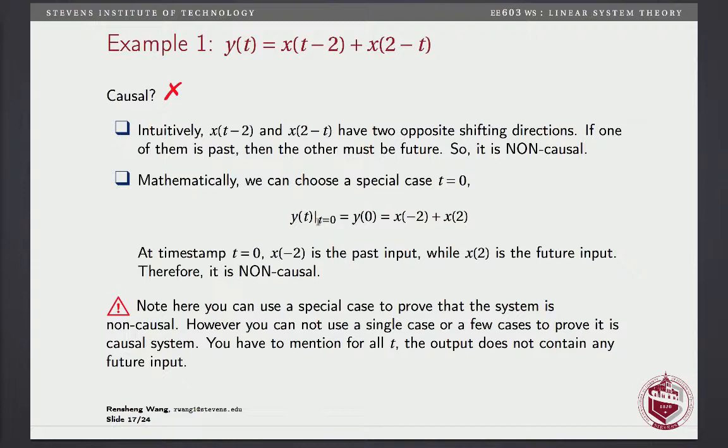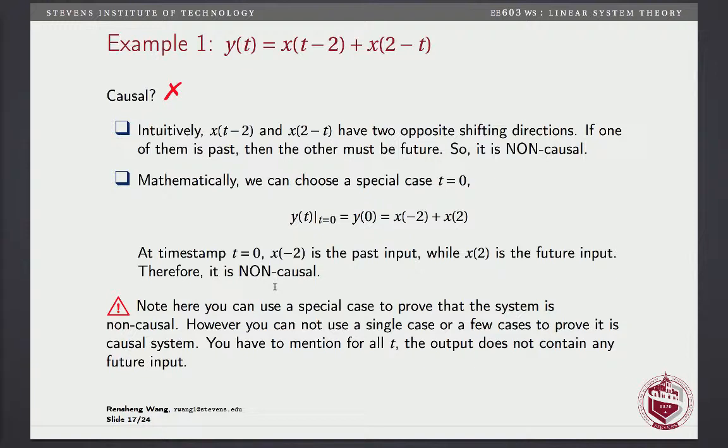If t equals 0, the output y(t) equals y(0). y(0) equals x(minus 2) plus x(2). Look at here. What's x(2)? At the timestamp t equals 0, x(minus 2) is the past input, while x(2) is the future input. Therefore, this is a non-causal system. Here, let me remind you, you can use the special case to prove this is non-causal, but you cannot use this way to prove this is a causal system.